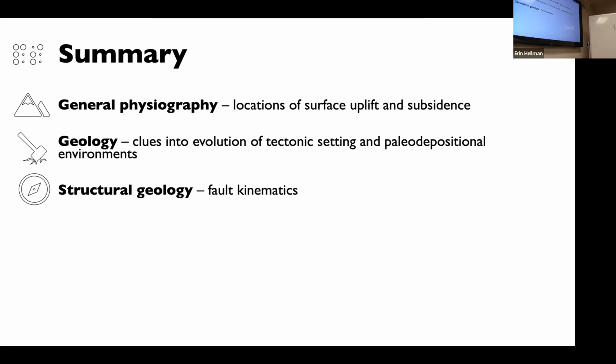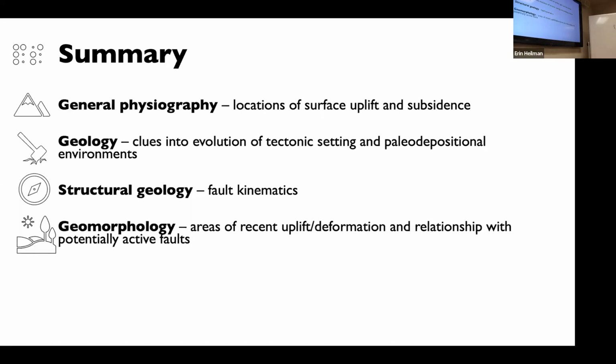The structural geology gave us an idea of the fault kinematics, specifically in the northern portion of the island, how you go from extension to more compression related to the geometry of the fault. And in the central Cordillera, how you have, again, multiple phases of deformation, which we can see from those cross-cutting slickenlines.